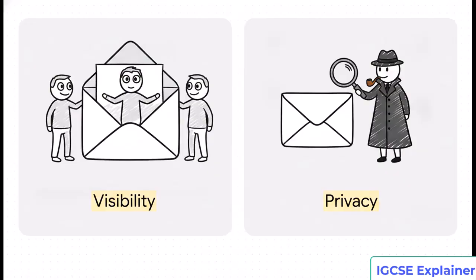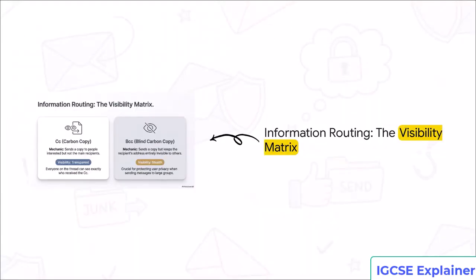Actually, let's look a bit closer at the 2 most commonly confused mechanics, CC versus BCC. The difference between a carbon copy and a blind carbon copy entirely boils down to 2 things, recipient visibility and privacy. It's all about visibility. CC operates transparently.